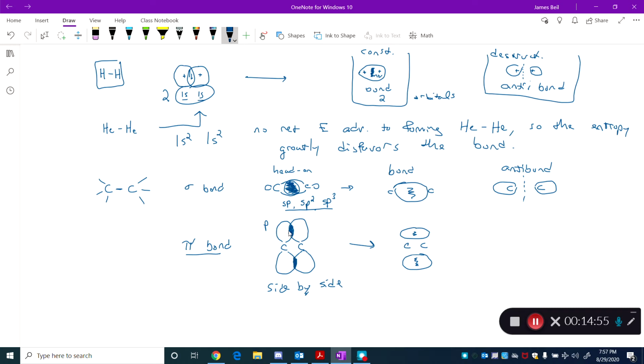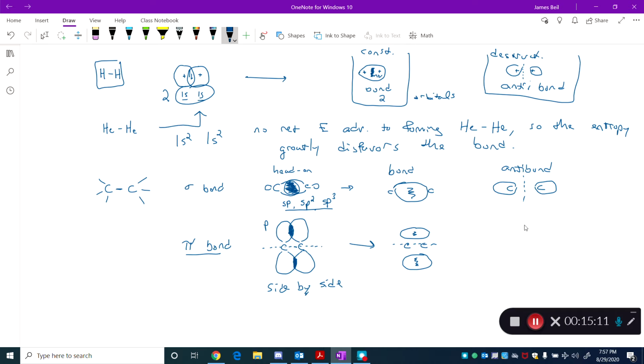overlap. As you correctly noted, a p orbital has this figure 8 shape because there's a node that splits that in half where there's no electron density. So that node is still there, and now we have electron density above and below the plane of the carbons.